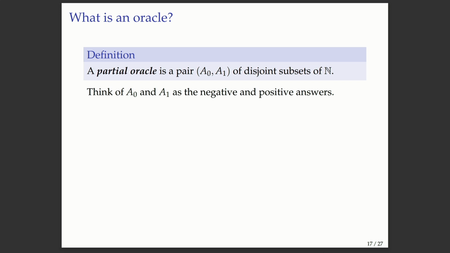And of course, the numbers on which you get the answer no and the numbers on which you get the answer yes, they should be disjoint. And we do not require that they cover all of N, so that's why we say that this is a partial oracle. So if you ask the oracle a question about some number that's in neither of these two sets, it remains silent. You do not get an answer. It's undefined.